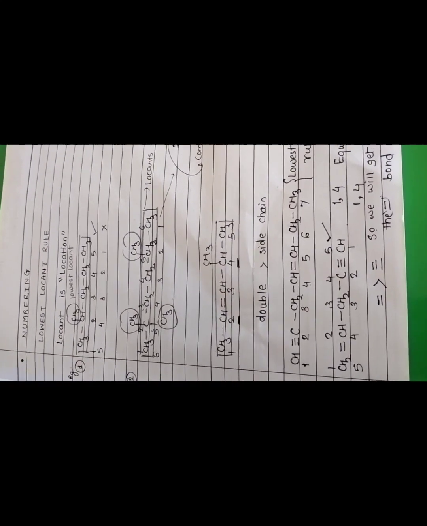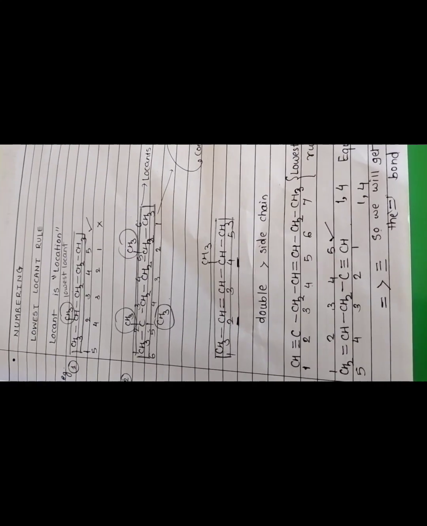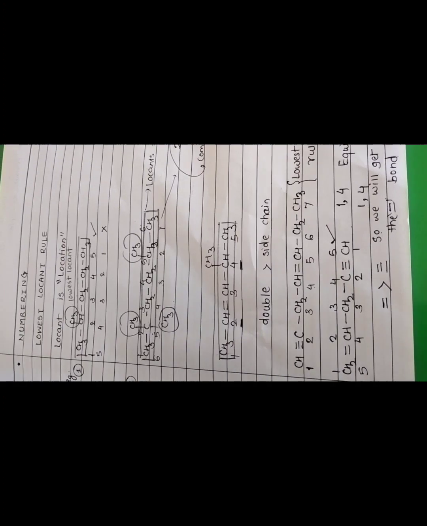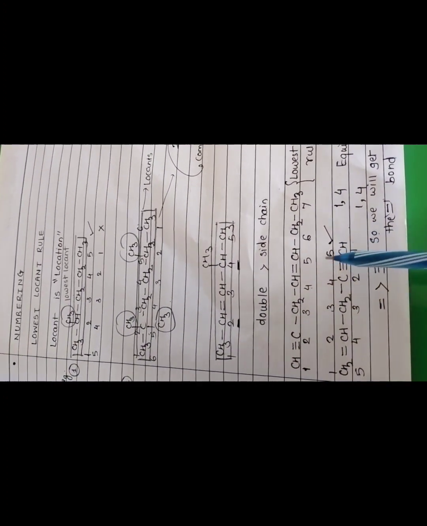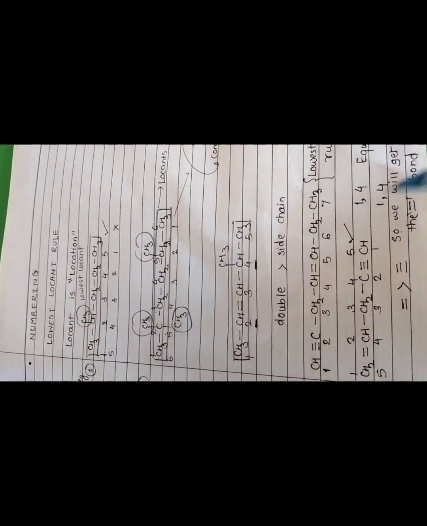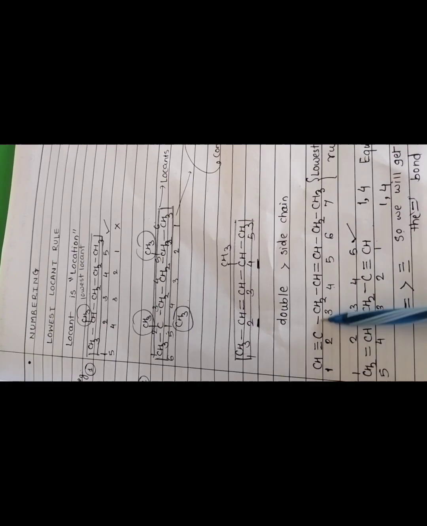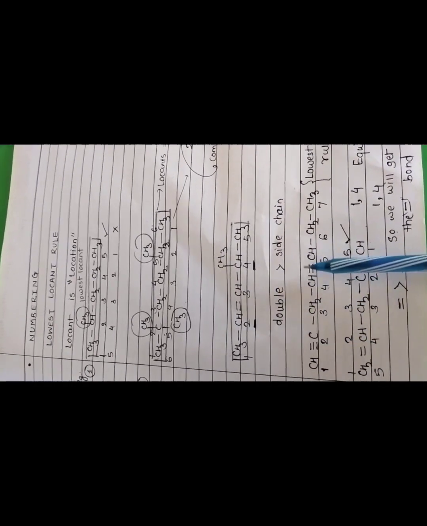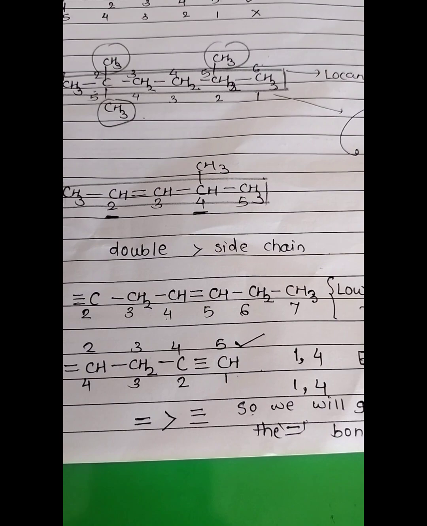We can say here the double bond gives more priority than the triple bond. So this side numbering is correct, 1 2 3 4 5 is correct. And in the previous example, we can use the simple lowest locant rule. There is no priority between double bond or triple bond. I hope you can understand this thing.